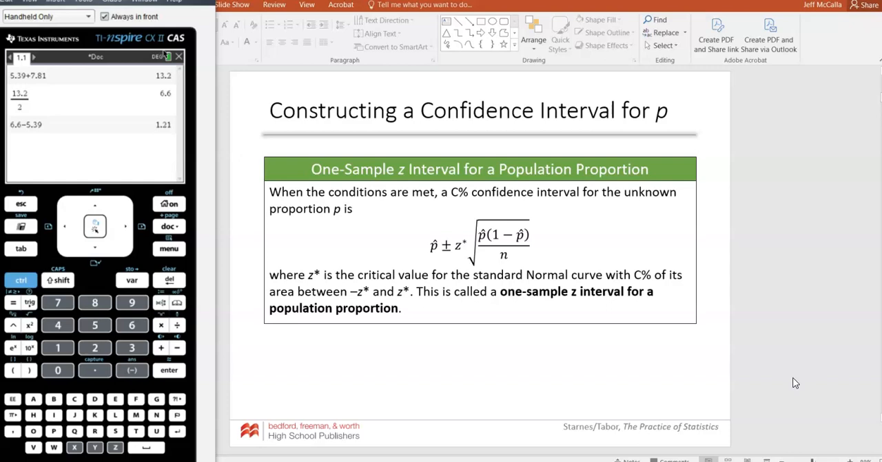When the conditions are met, a C percent, like a 95% confidence interval for the one proportion is p hat, that's the point estimator. We get that usually from the problem, just something divided by something, plus the critical value. We're going to learn more about how to calculate that today. And then times, you might have learned that formula there on the right. That's for standard deviation of a proportion, so square root of PQ over N.